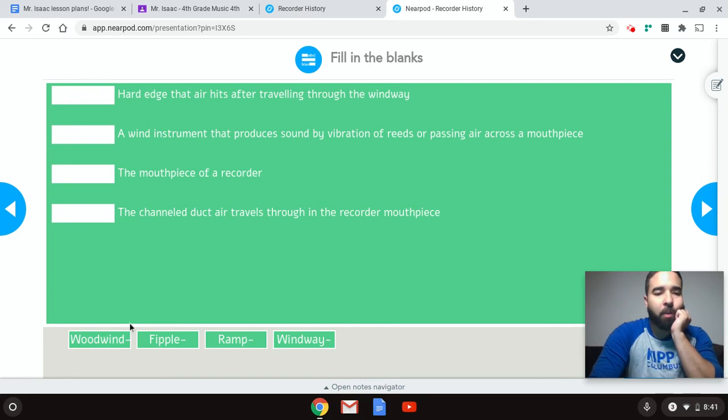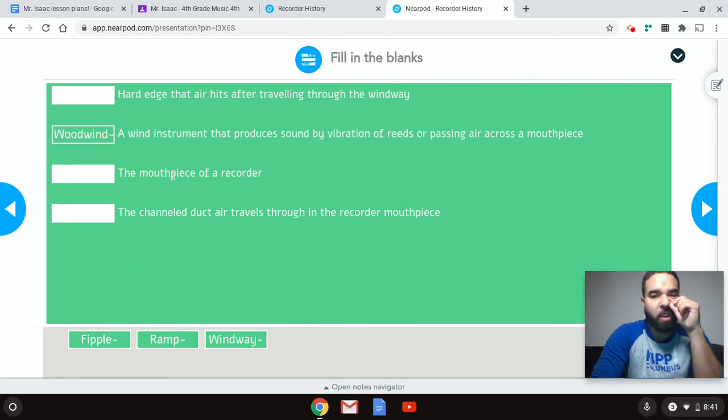Let's look at woodwind. We talked about woodwind. It's an instrument that produces sound with a reed. The second one says a wind instrument that produces sound by vibration of reeds or passing air across a mouthpiece. I'm going to stick woodwind there because that one, I know. That's one we just read, and it literally says a wind instrument. So woodwind, a wind instrument. The word is in the actual definition.